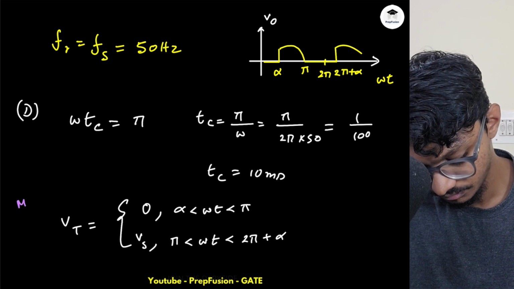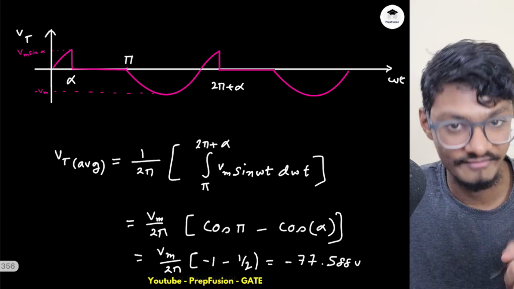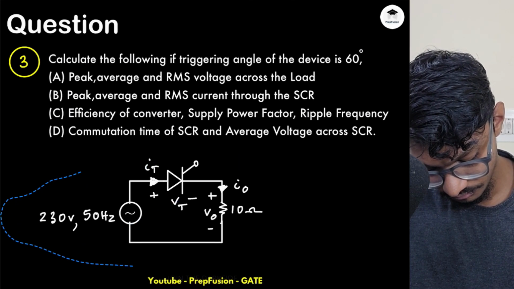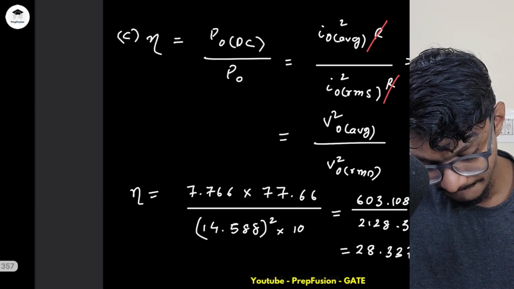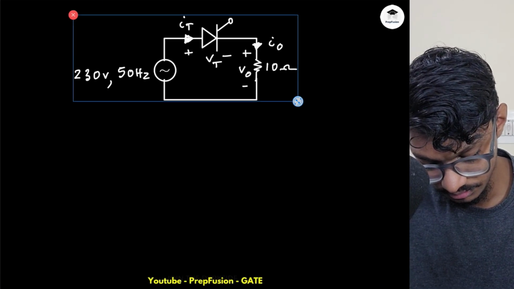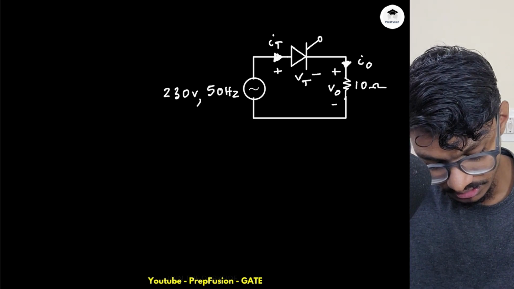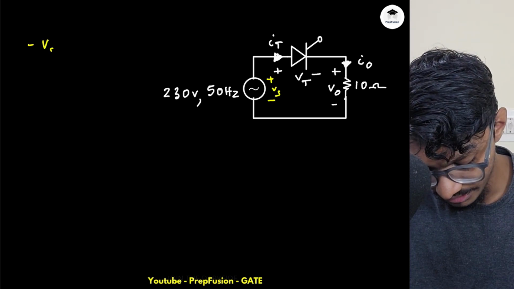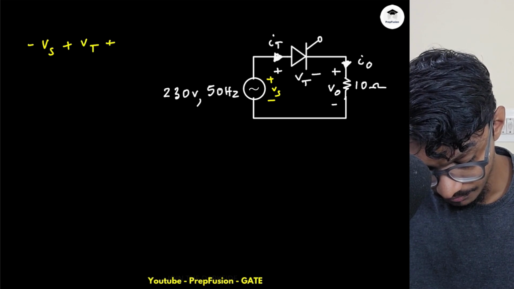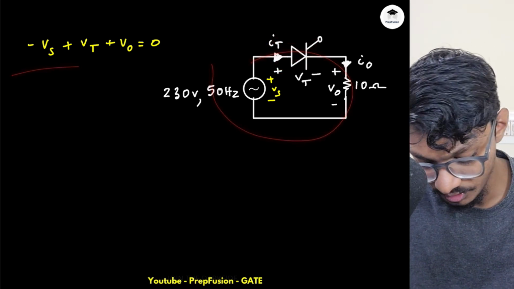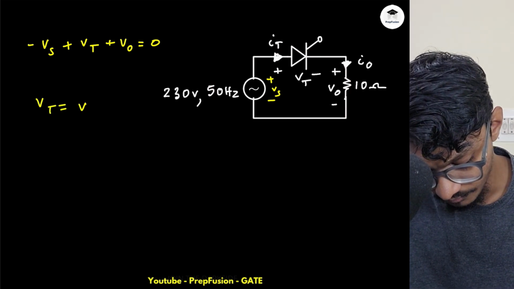Now this is the method 1, right? I will use a trick with which you will be able to solve the average thyristor voltage in seconds. What do we know is this relation will always follow. If I just take the circuit over here and apply KVL in this loop, minus Vs plus Vt plus Vo equals to 0. Even if the switch is on or off, this KVL will always be satisfied. So my Vt will be equals to Vs minus Vo.